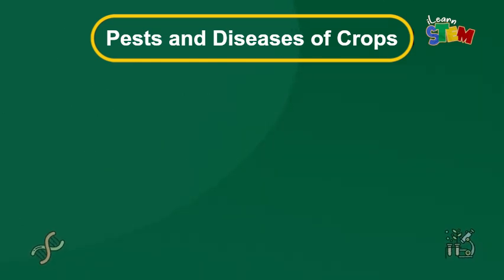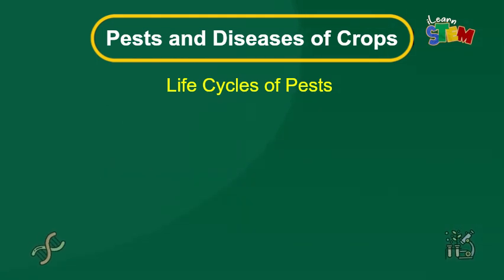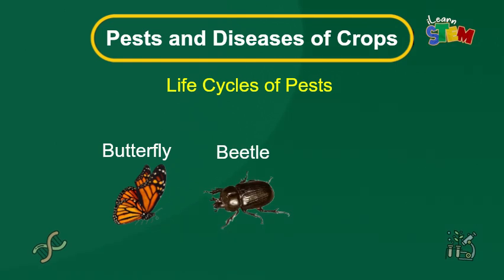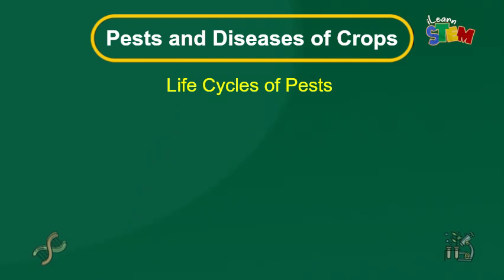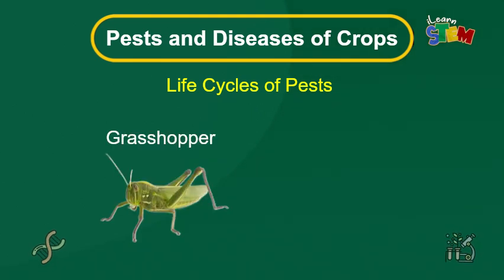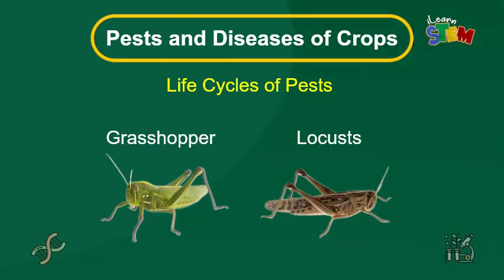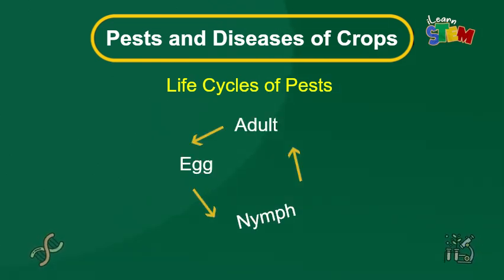Having discussed crop diseases, let's talk about the life cycles of pests. Pests undergo different life stages, which may vary depending on their species. Some pests like butterflies, beetles, and moths undergo a complete metamorphosis, which involves transformation from egg to larva, then pupa, and finally, adult. Other pest species such as grasshoppers and locusts undergo an incomplete metamorphosis, which involves transformation from egg to nymph, then adult. We've come to the end of this lesson.